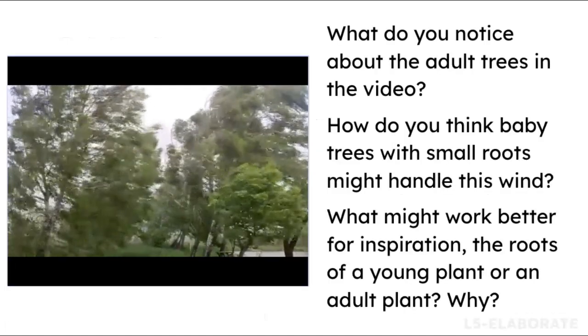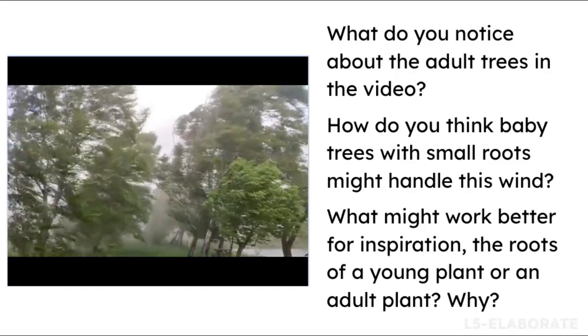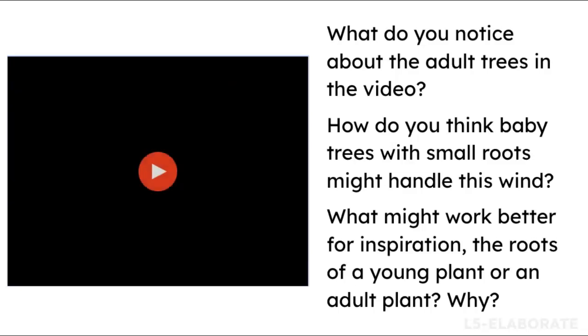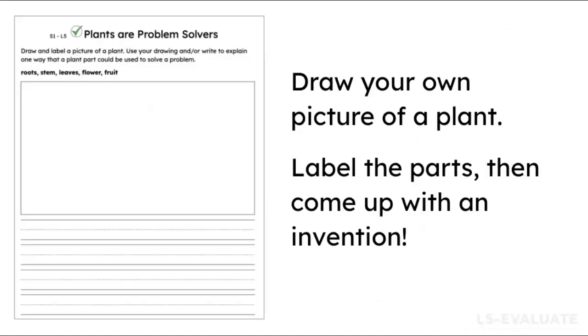For the Elaborate portion, you'll play the Trees and Wind video and ask students what they notice about the adult trees and discuss the differences between the roots of young and adult trees. For the Evaluate portion of the lesson, you'll have students draw their own picture of a plant and label the parts. You'll allow students to draw or write what one part of the plant does and provide one idea for an invention that relates to this plant part's structure and function in the Plants Are Problem Solvers Student Journal page.